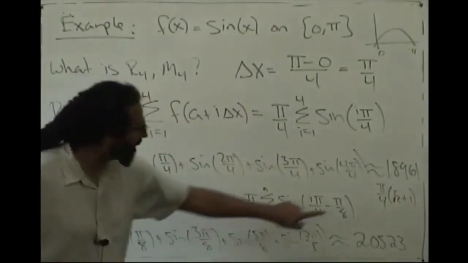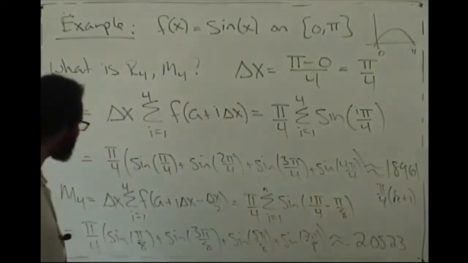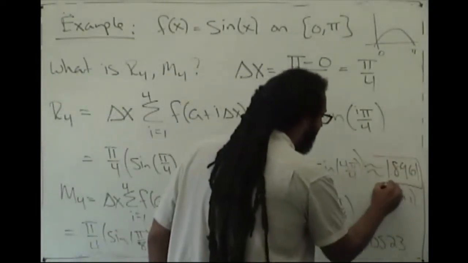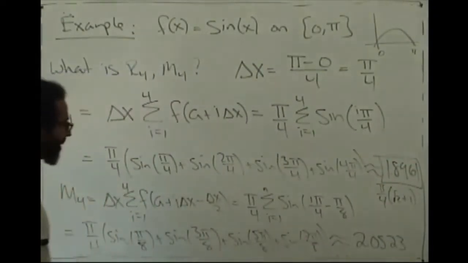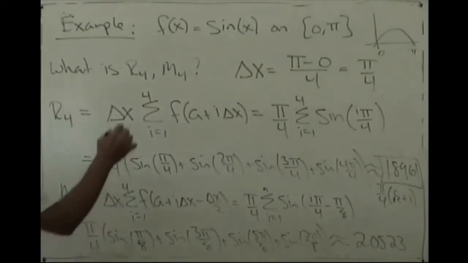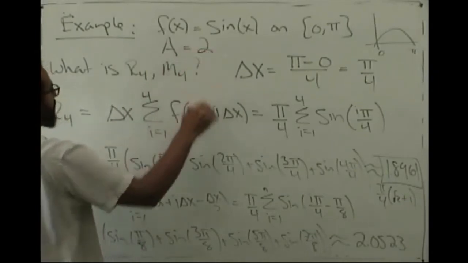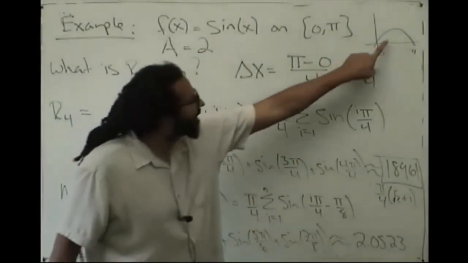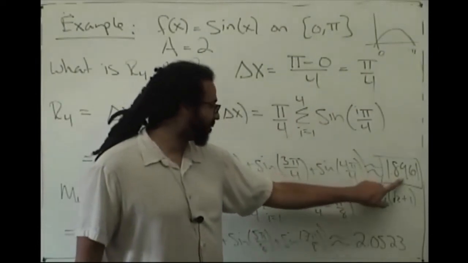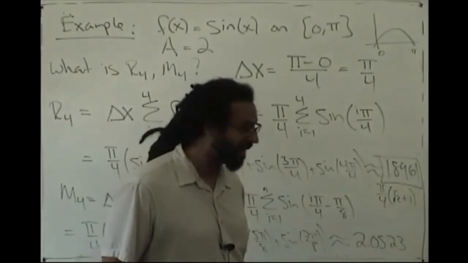So you can get this answer by hand, or you can get this answer using a calculator. Okay, so that would be a good final answer for the right endpoint approximation using 4 rectangles. Coincidentally, the actual area is going to be 2, right? So the area under this curve is actually equal to 2.